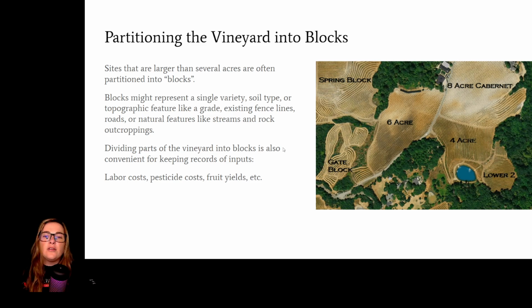Cool. It's also very convenient to help with your record keeping as well. So you could say, oh, maybe this section of the vineyard has a different soil type than this section here, right? And then you can see, okay, maybe my management practices for this block will be different from this block because of that, right? Or maybe because this is on a hillside, we'll plant a different variety, and then we can track that separately from everything else too, right? So labor costs, pesticide costs, fruit yields, much, much more can all be tracked when everything's partitioned into blocks. It's a lot easier to keep it organized.